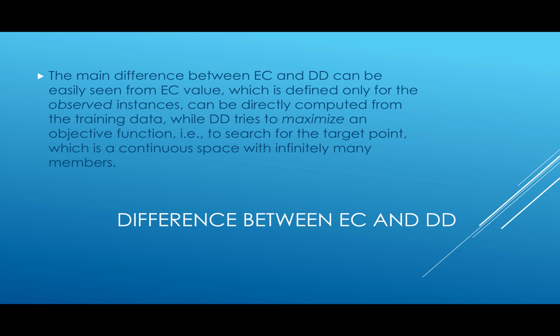What is the difference between EC and DD? The main difference between EC and DD can be easily seen from the EC value, which is the evidence confidence value, which is defined only for the observed instances and can be directly computed from the training data, while DD tries to maximize an objective function, that is, to search for the target point in a continuous space with infinitely many members.